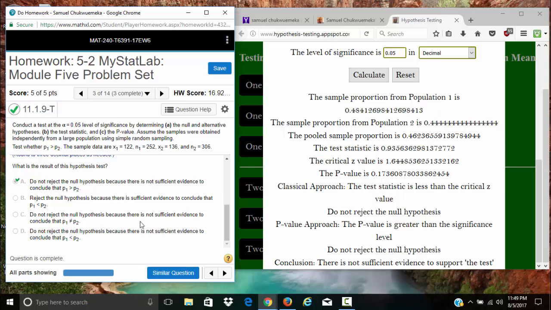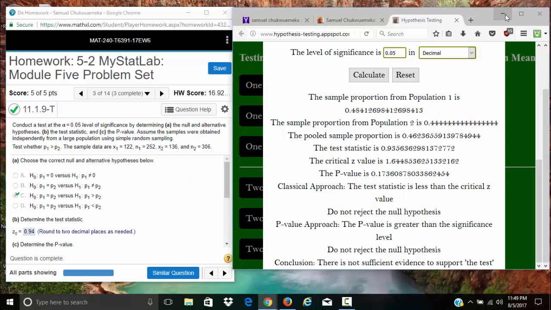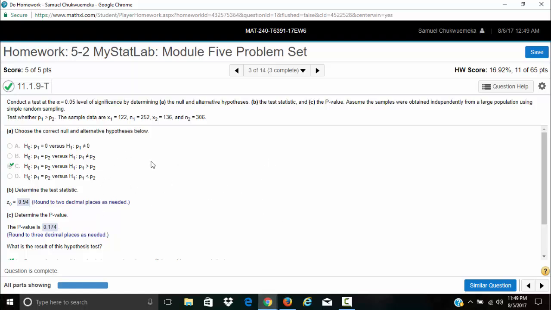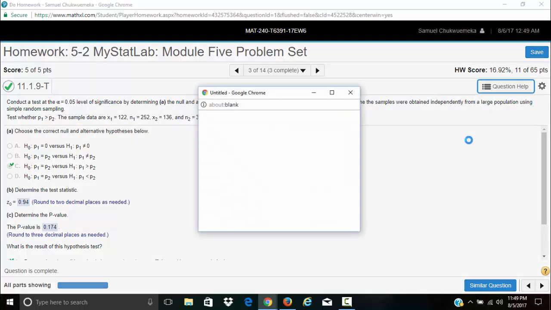Before we go to the next question, let's quickly do this. How would you do this same question with StatCrunch? Go to question help, StatCrunch.